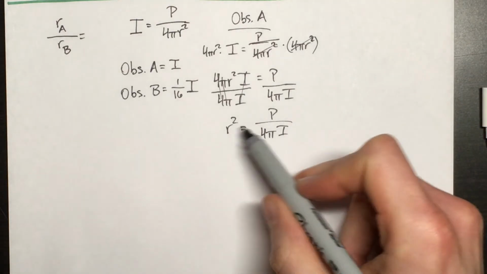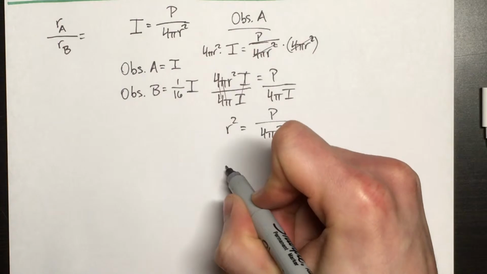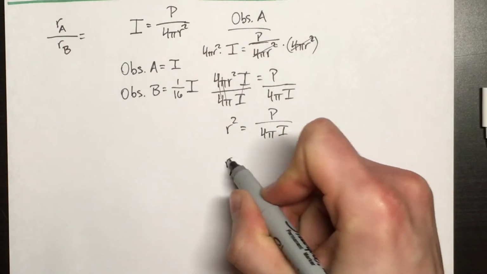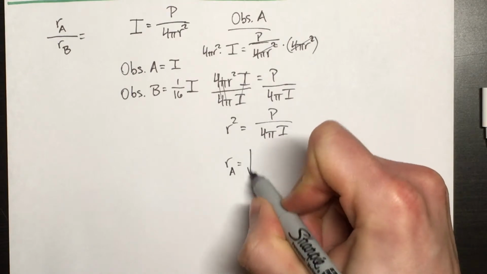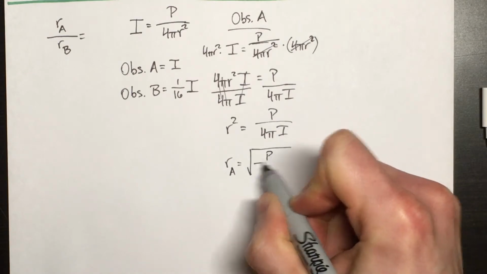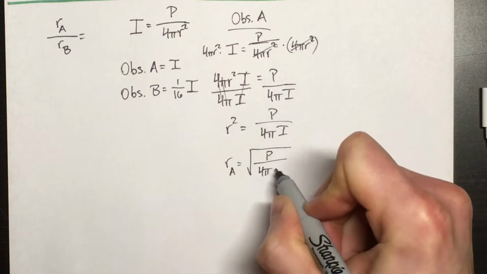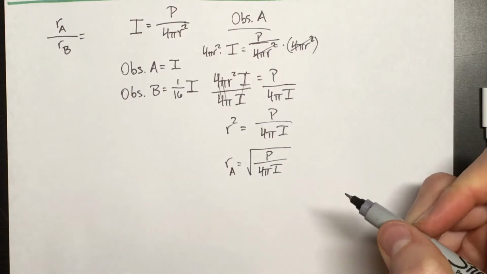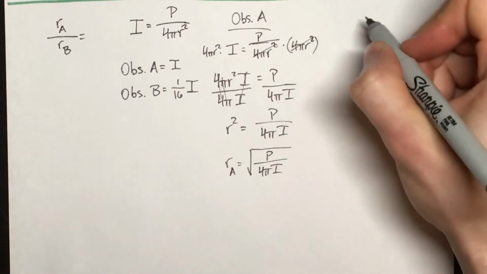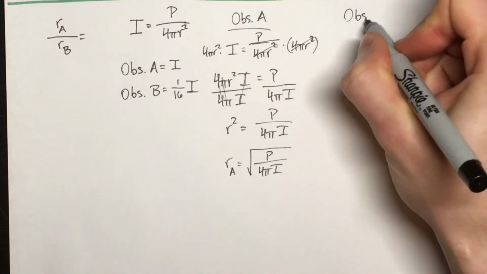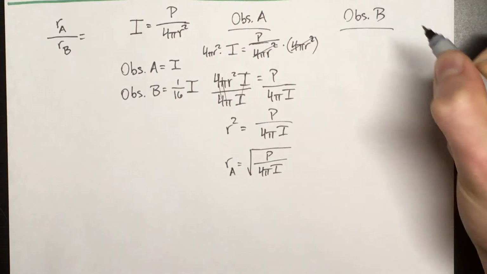At this point, to solve for r, you just take the square root. So we can say r for A, r_A, the distance for observer A, is going to be equal to the square root of P over 4 pi I. Okay, so we have that. Now let's do the same sort of thing for observer B.